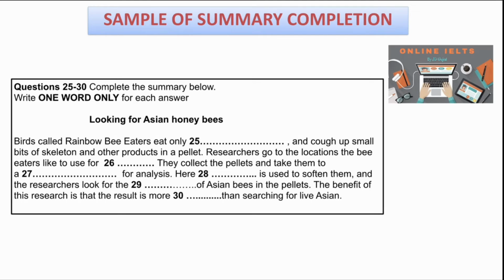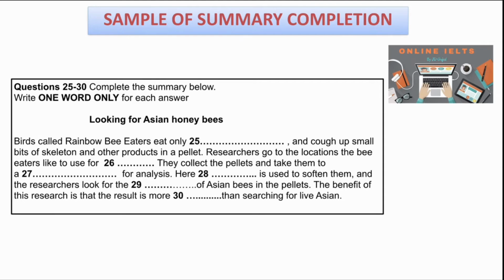How come? Because insects have their skeletons outside their bodies, so the bee eaters digest the meat from the inside. Then they bring up all the indigestible bits of skeleton, and of course the wings, in a pellet, a small ball of waste material which they cough up. That sounds a bit unpleasant.